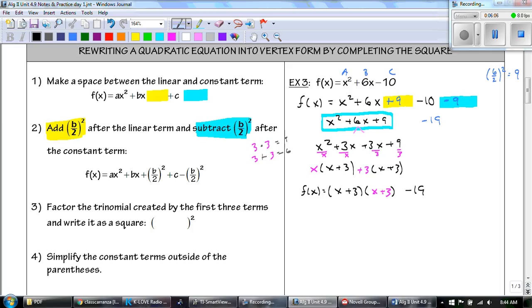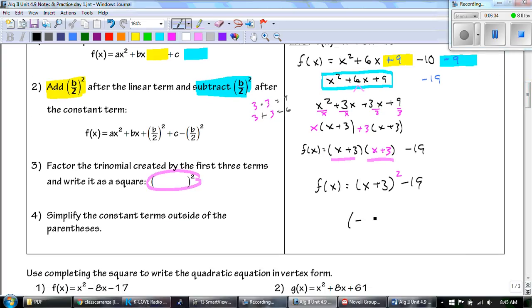Okay? So now, if you can tell, we've got these two that are the exact same, and the way we would write that is f of x equals (x plus 3) squared minus 19. And there we go. Look at it, it's in vertex form. And then I can see that my vertex is (-3, -19). Okay? Ta-da!